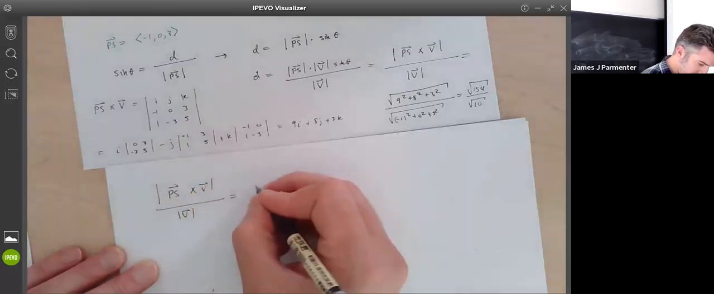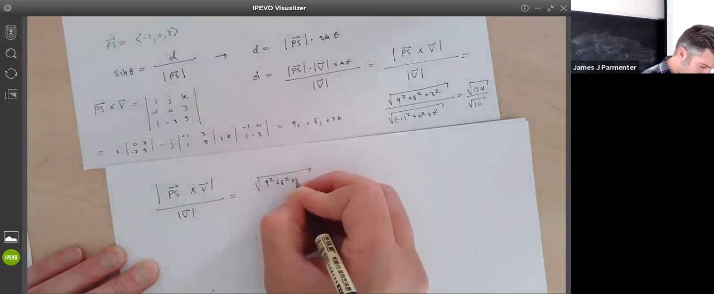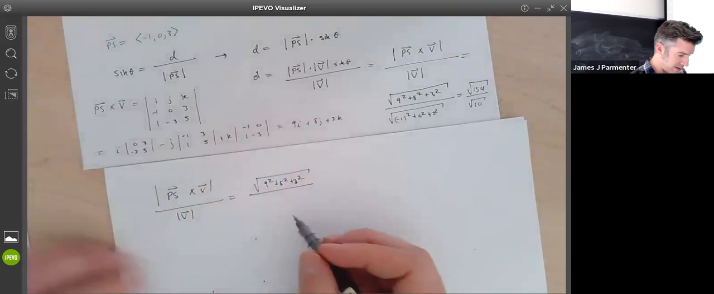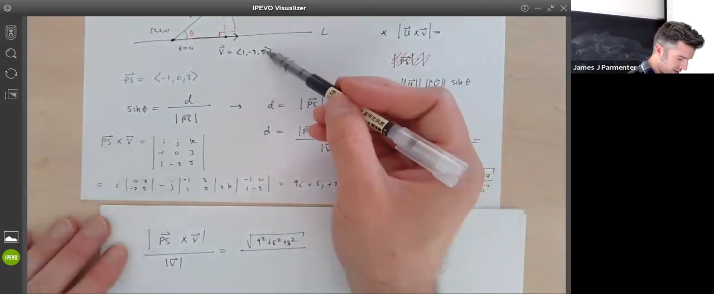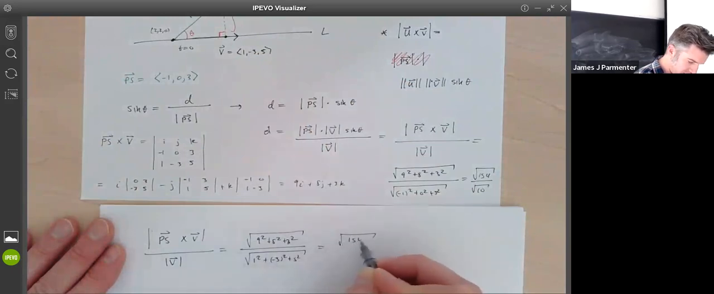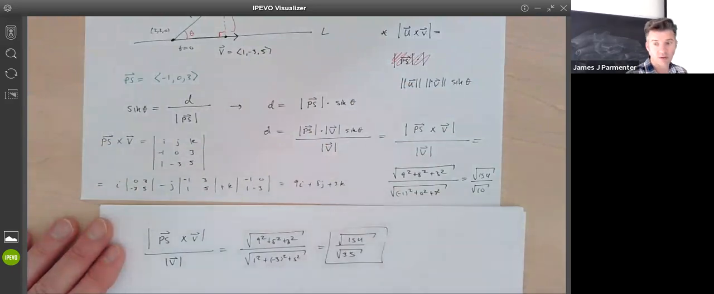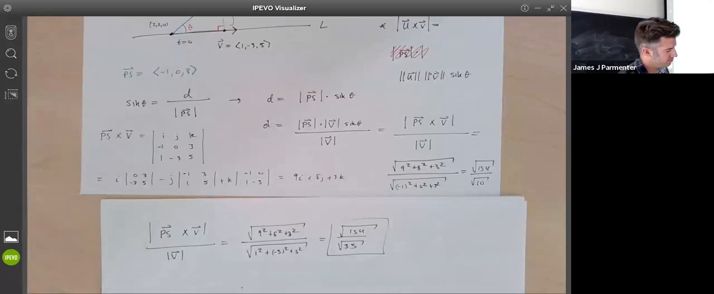It should actually have been the square root of 9 squared plus 8 squared plus 3 squared. And then the denominator should have been the magnitude of V, which is this vector up here. So it's the square root of 1 squared plus -3 squared plus 5 squared. So the square root of 154 over the square root of 1 plus 9 plus 25.